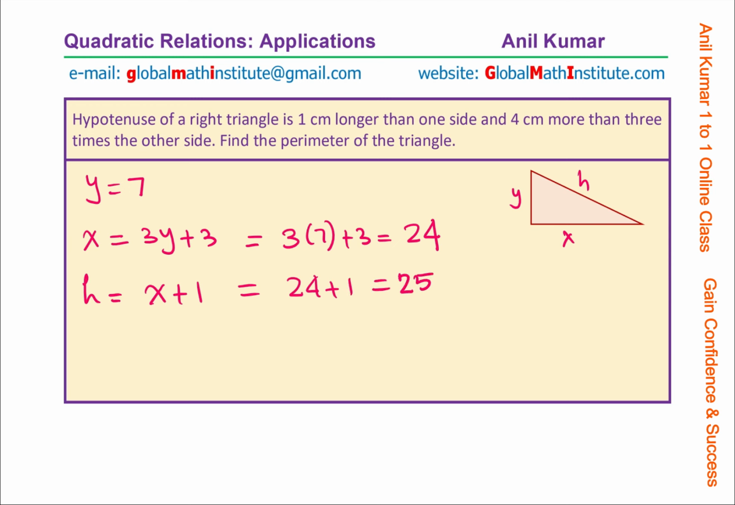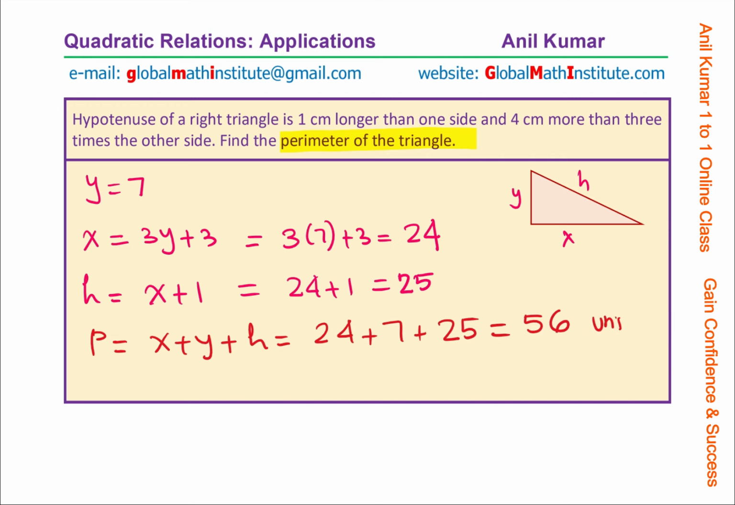And we need to find what? We need to find the perimeter of the triangle, and perimeter is the sum of sides, which is x plus y plus hypotenuse. So we get 24 plus 7 plus 25. You get the idea, right? So we can add them up. 25 plus 25 is 50, and 1 plus 6 is 56, right? So 56 units, which is centimeters in this particular case.